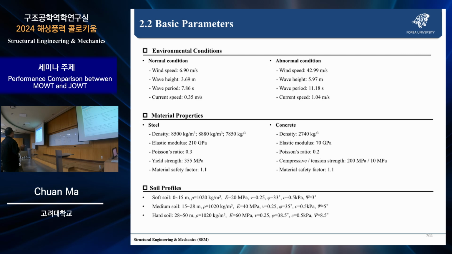For the environmental conditions, it shows two different environmental conditions. One is the normal condition, where the offshore wind turbine is running, and one is the abnormal condition under the extreme environment. And the materials mainly include steel and concrete. And for the soil profile, we choose three different types: soft, medium, and hard.